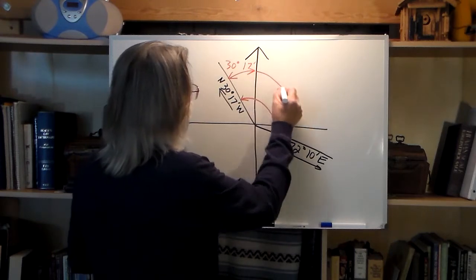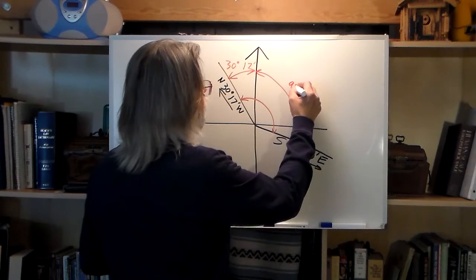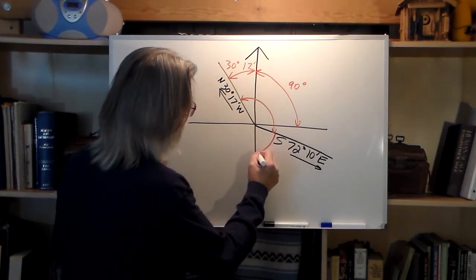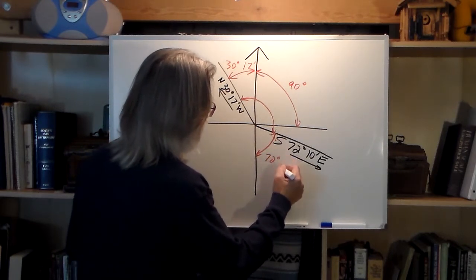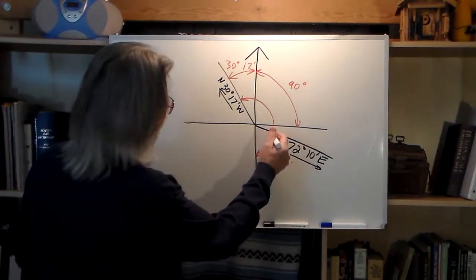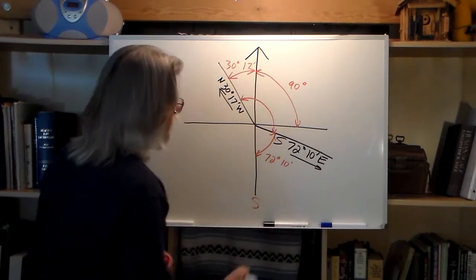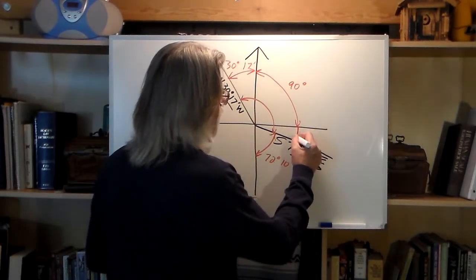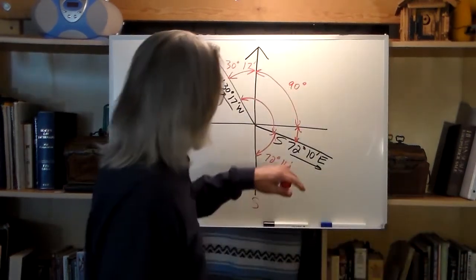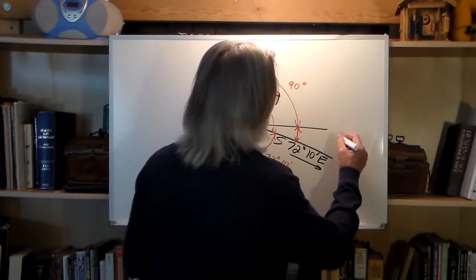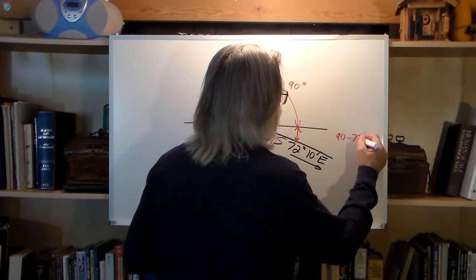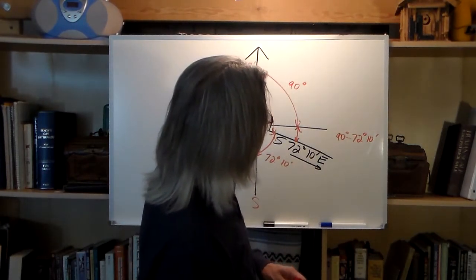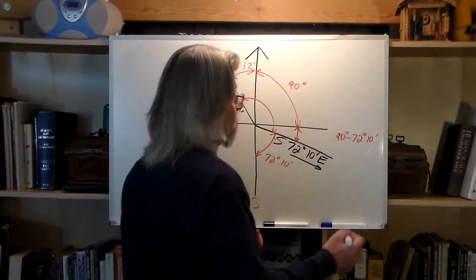First thing we know is that this right here is 90 degrees. Well, we also know that this is 72 degrees 10 minutes right here because of the bearing of that line. Well, if from this line to south is 72 degrees 10 minutes, and from south to east is 90 degrees, then this angle right in here, this little small angle, is going to be 90 minus 72 degrees 10 minutes, which gets you to, I believe, 17 degrees and 50 minutes, if I did the math right.